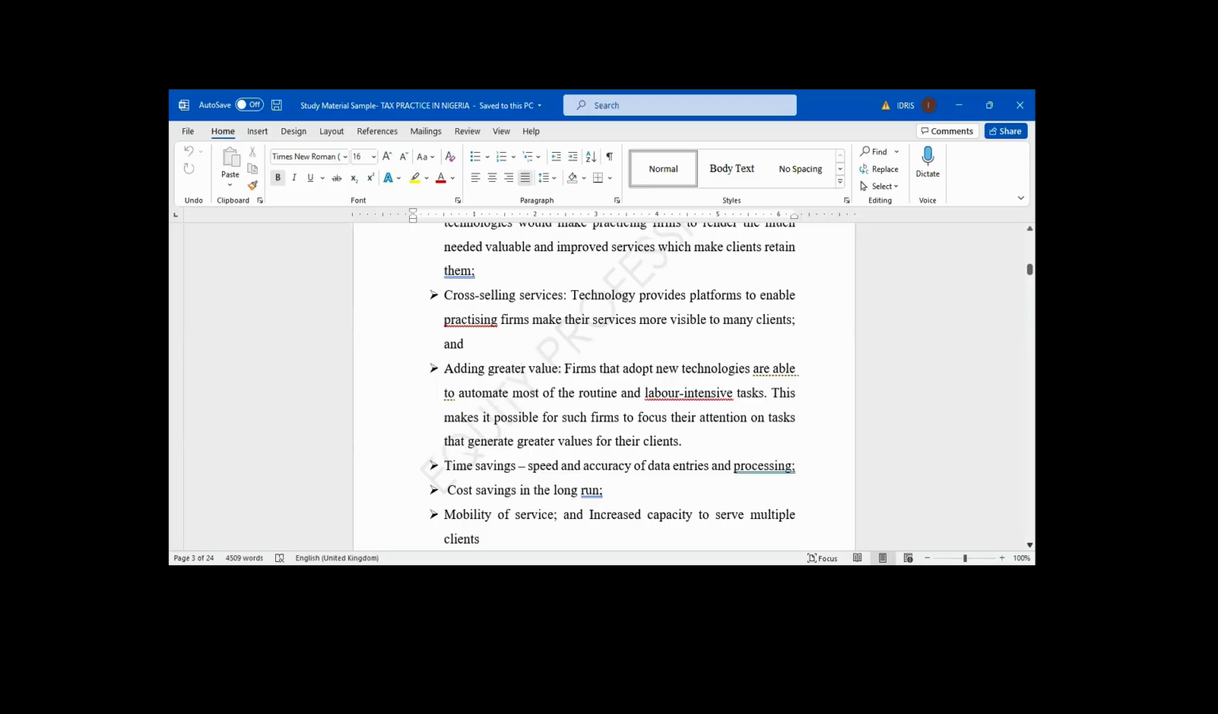Cost saving, it saves their cost. It saves the cost of tax practice firms. Sometimes tax practice firms need to print working papers, print some documents. But right now, with the use of IT, once you finish the job, save it online. If you have a cloud, save it on your cloud. Save it on your Google Drive. So it is cost saving in the long run.